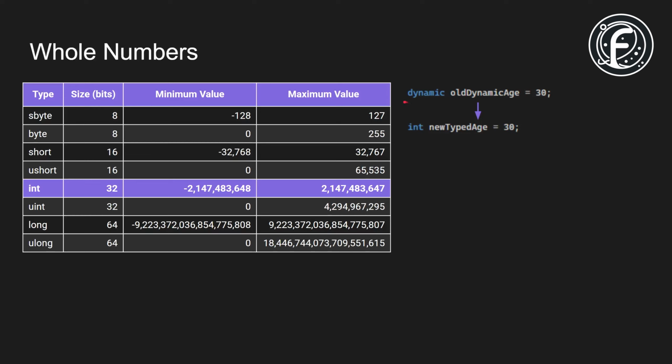Here on the right side, we have an example. This is how the integer would look as we did it before: dynamic, the old dynamic age, and it is 30. And the new typed age is with int. So instead of dynamic, we would use int, and then just the number as before. The difference is, here the compiler didn't really know what the plan was that we want to do. Here he knows.